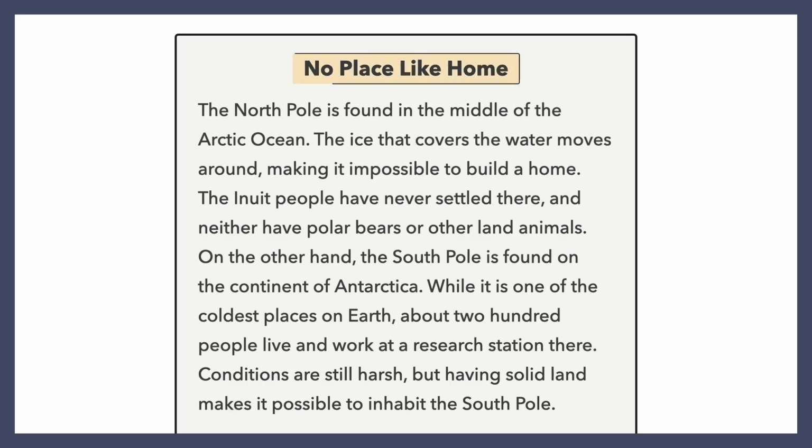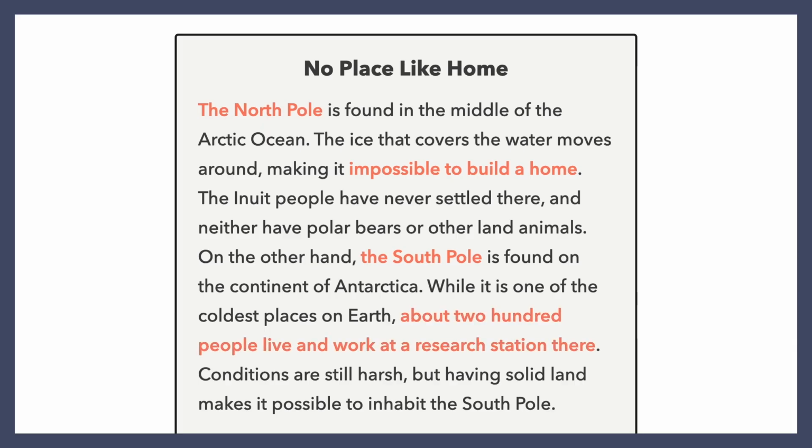The title here is No Place Like Home. That suggests the passage might be about places where people live. Did this passage talk about places where people could live? Yes! First, it talked about the North Pole and described it as a place where it's impossible to build a home. Then it talked about the South Pole and mentioned that people do live and work there.